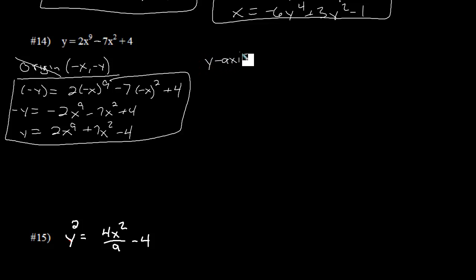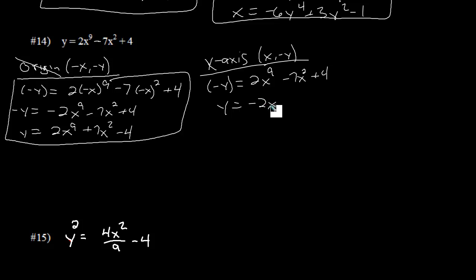How about the y-axis? We're doing this in random order. Let's do x-axis so it's not in random order. Leave x the same, change y to a negative. So if we do that for this problem, you'll see it doesn't work. When you get y by itself, everything on the right side has the wrong sign. So it's definitely not the same as the original.